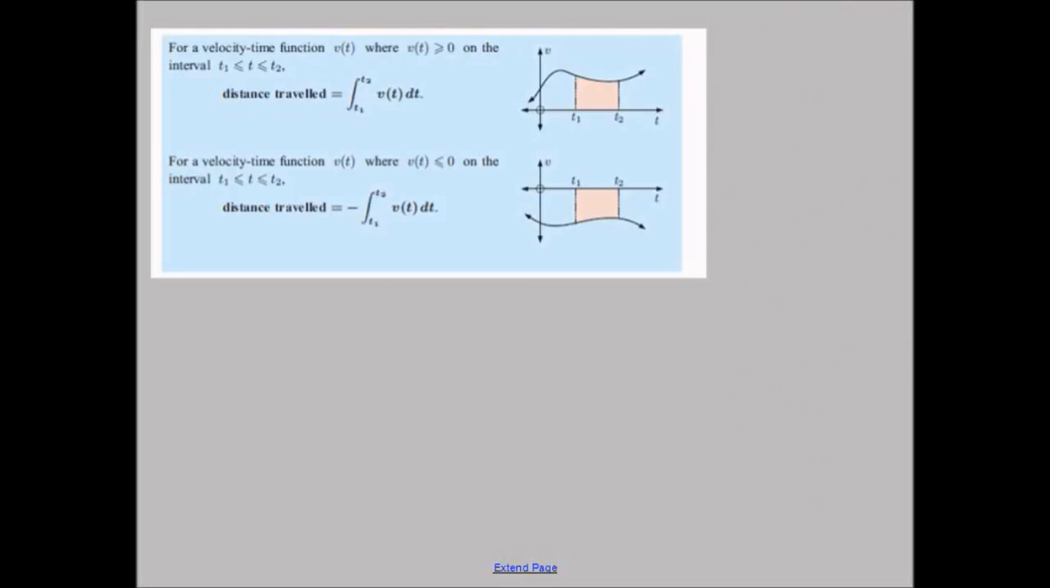All right, so for a velocity time function, we've discovered that if the velocity is greater than or equal to 0, in other words, it occurs above the x-axis in this case. Okay, so here's the new function that we're looking at. We're looking between time 1 and time 2. We can figure out that distance traveled from this formula, and we just did that back in the previous slide.